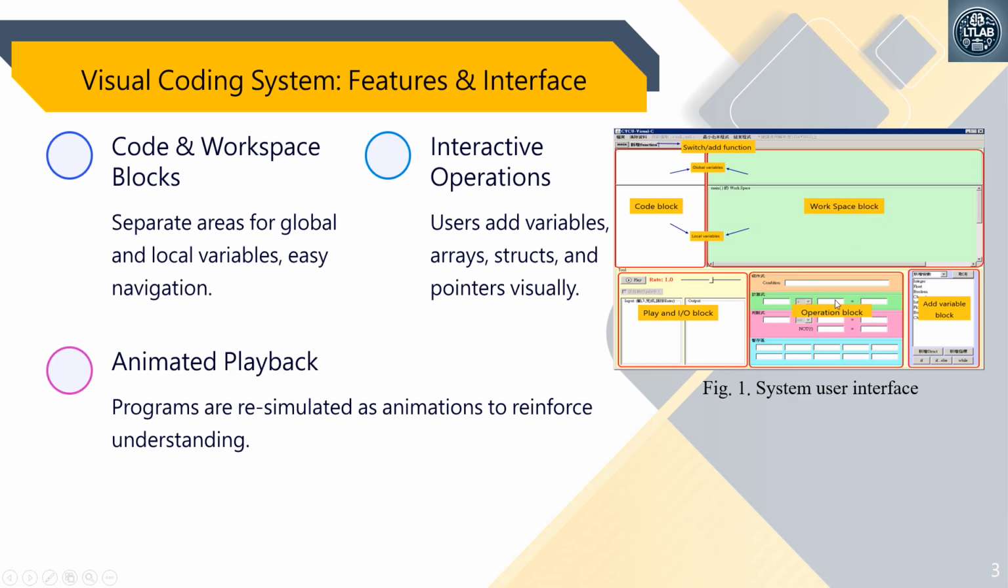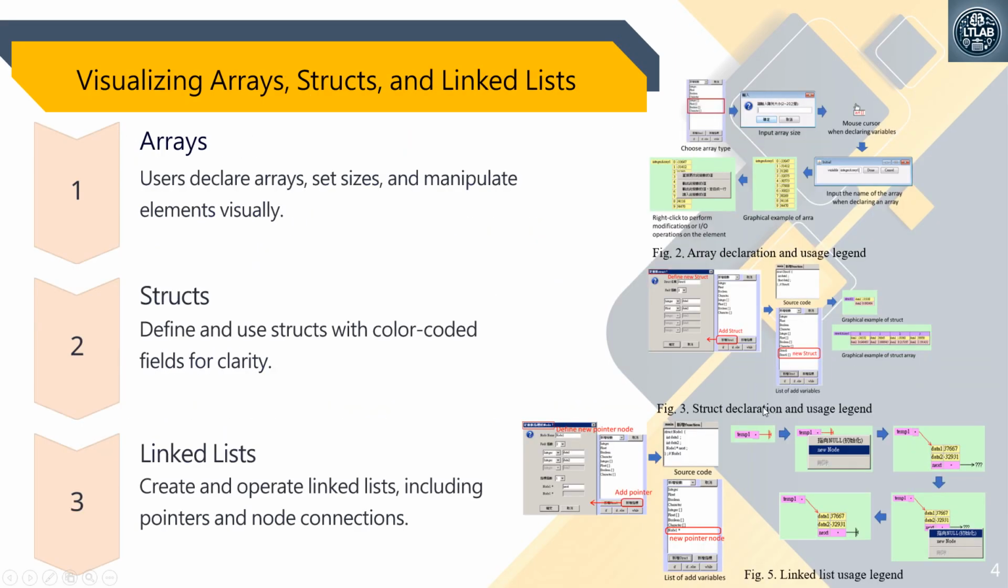And this is the operation block. You can enter some variable or reference for the number or the variable. And these are the other blocks like if, for, function, while, and memory allocation. And this is the visualization of arrays, structs, and linked lists for the operations.